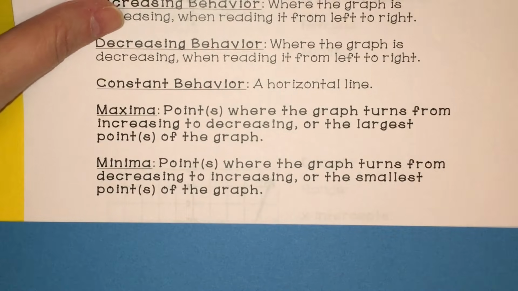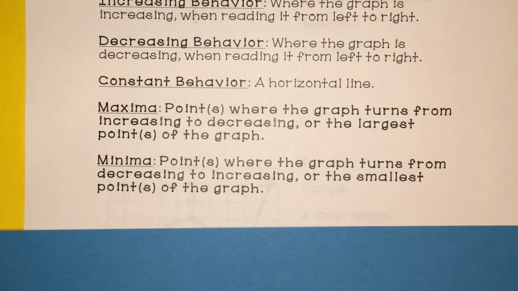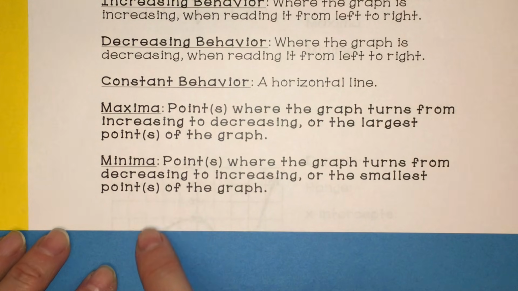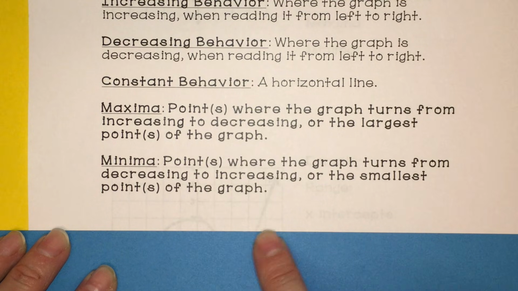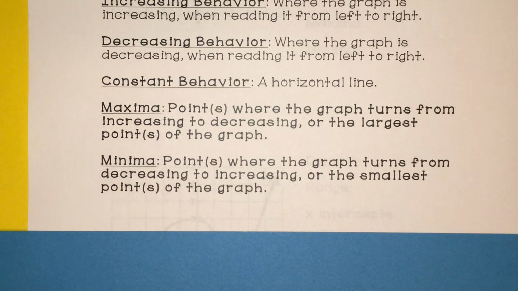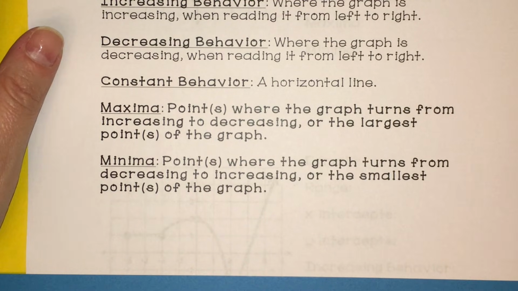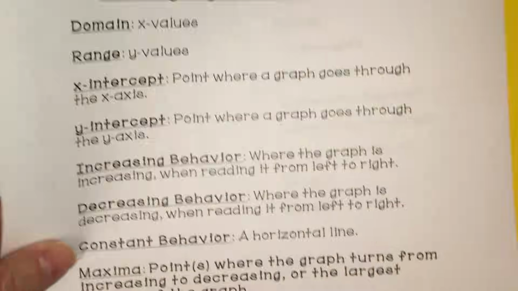All right, then we have minima. So same idea, where a graph turns from decreasing to increasing, or the smallest point of the graph. So if you have your curved graph, so here where it goes from decreasing to increasing, so the smallest or lowest point, or any of the low points anywhere where it curves, would be the minima of your graph. Okay, so we're just going to use those ideas in order to identify the key features of some graphs.